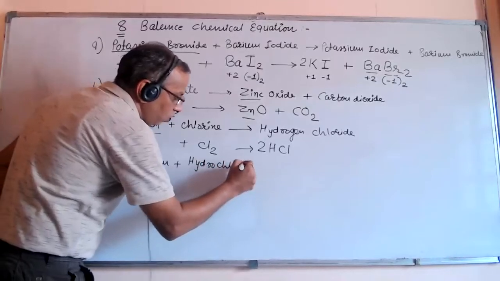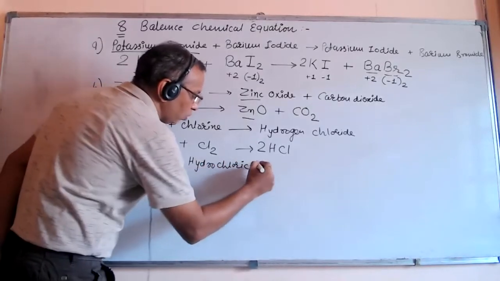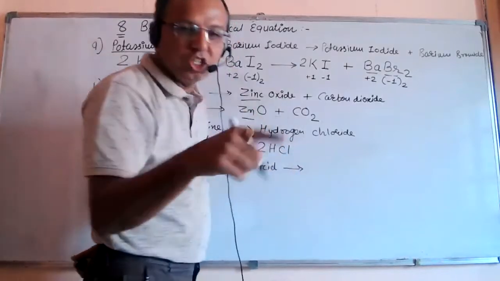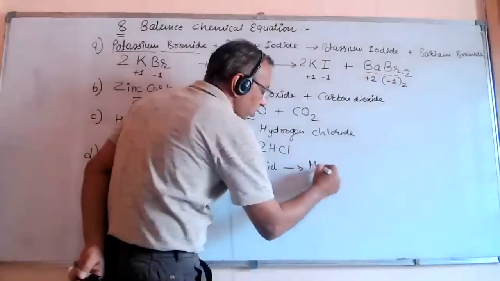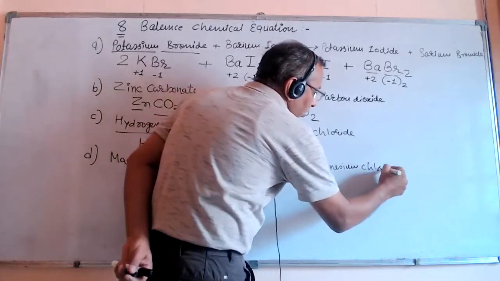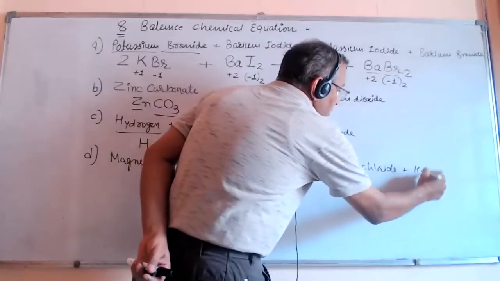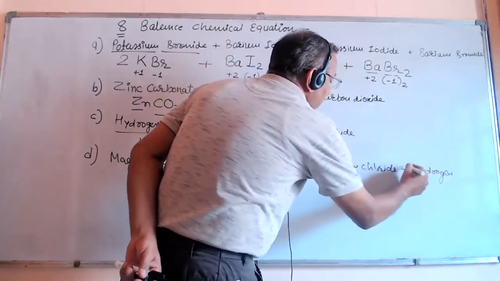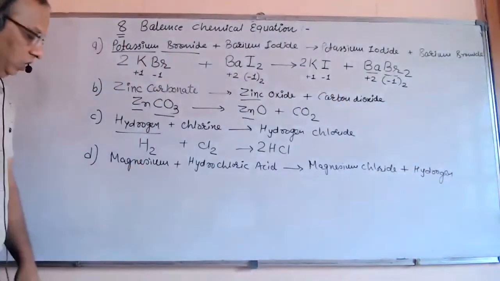It's also hydrogen chloride, hydrochloric acid. Gives us, friends, magnesium chloride plus hydrogen. These are called products, friends, on the right hand side, and on the left hand side, reactants.